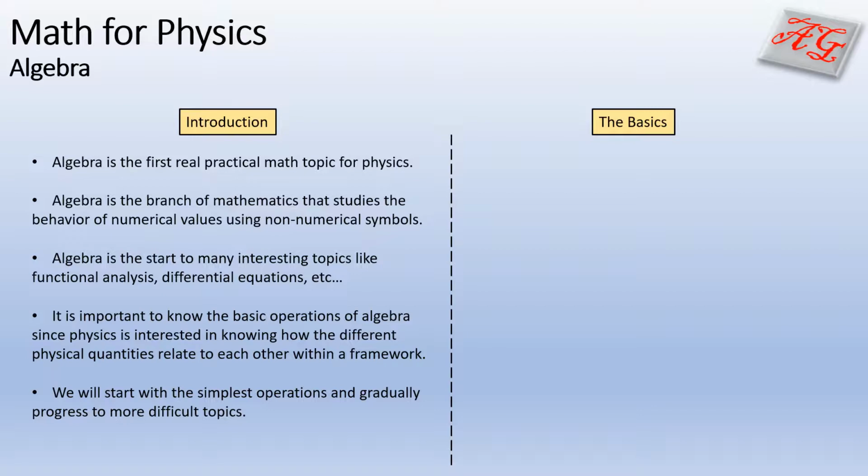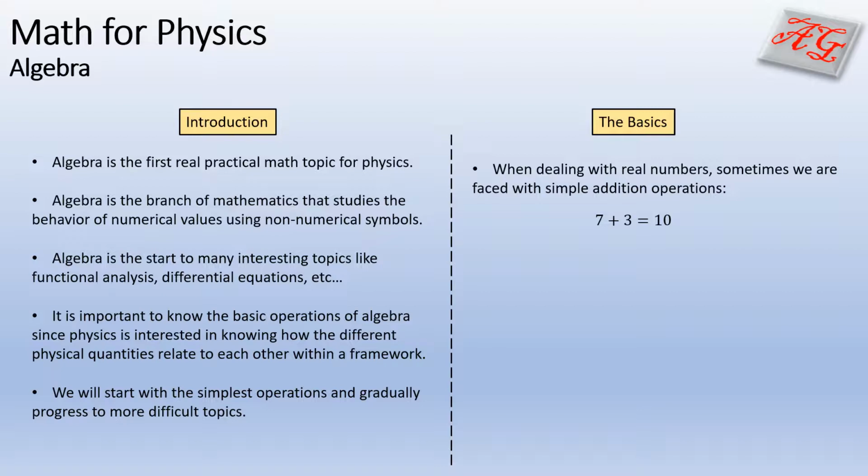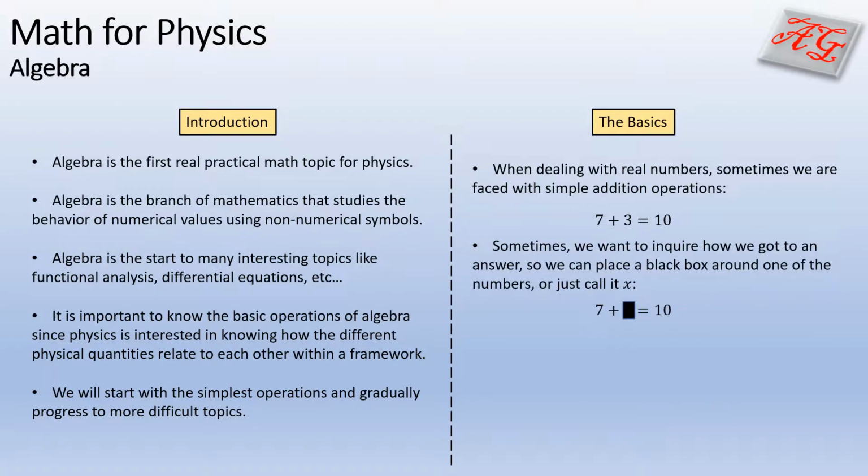So let's start with something basic. So imagine that you have the simple operation 7 plus 3, that of course equals 10. It turns out that most of the time in real life, we are not given all the information that we require to solve a problem, but most of the times we have almost all the information. Call this black box x, and we want to know what the value of x is.